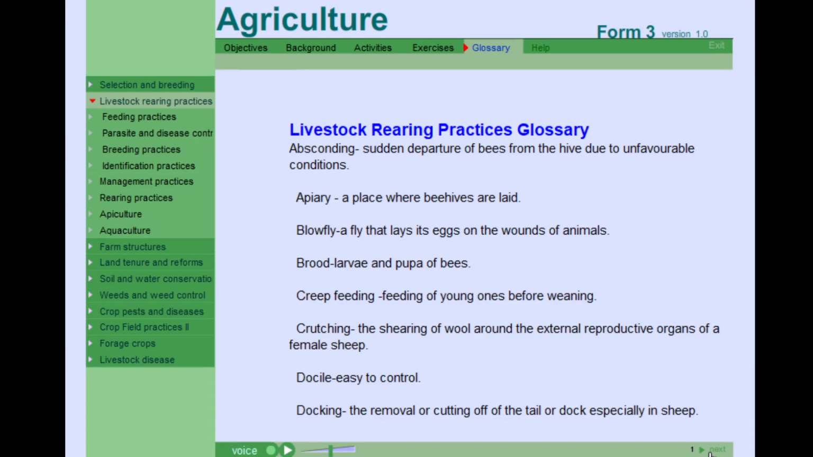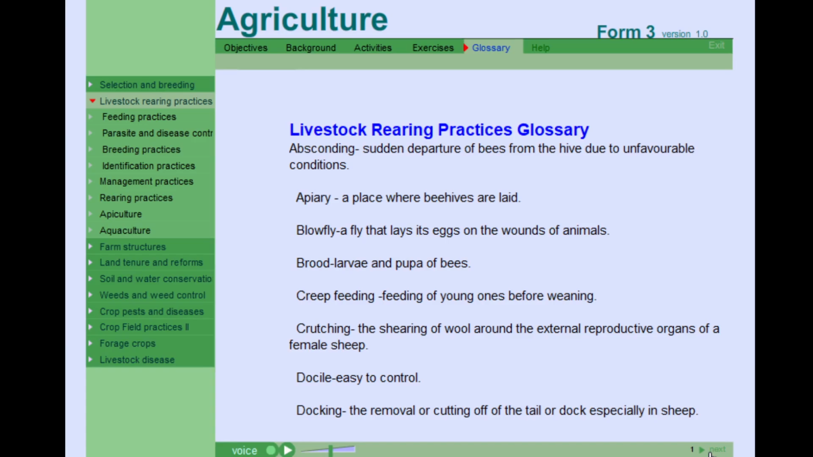Crutching is the shearing of wool around the external reproductive organs of a female sheep. Docile is easy to control. Docking is the removal or cutting off of the tail or dock, especially in sheep. Flushing is the practice of giving extra quality feed to an animal around service time. Honeysuck is a sac on the bees used to store honey. Indelible ink is the ink that cannot be rubbed out or removed.